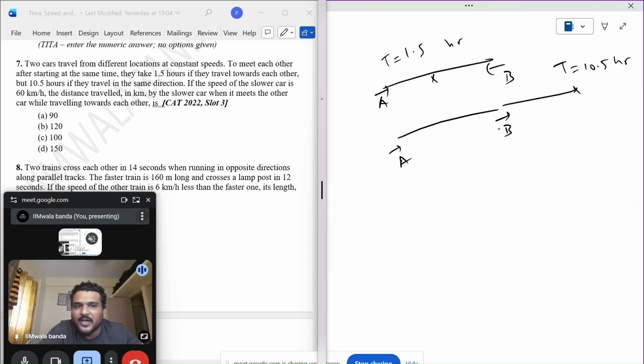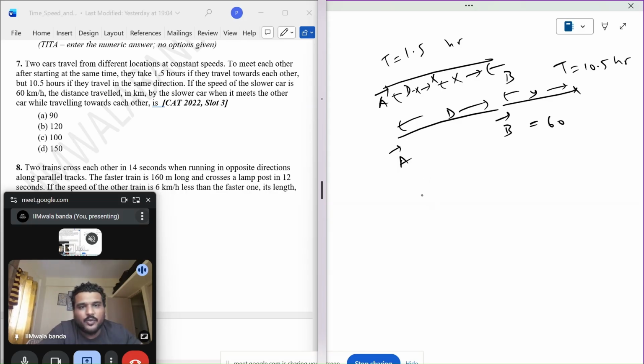If the speed of the slower car, which is B, is 60, find the distance traveled by the slower car when it meets the other car while traveling towards each other. So when they're traveling towards each other, this is the slower car. Let's assume the distance traveled by the slower car as x. So we need to find x. And we don't know anything, so let's assume the total distance as d. So this will be d minus x. And this will be something y. Let's see if we need to calculate.